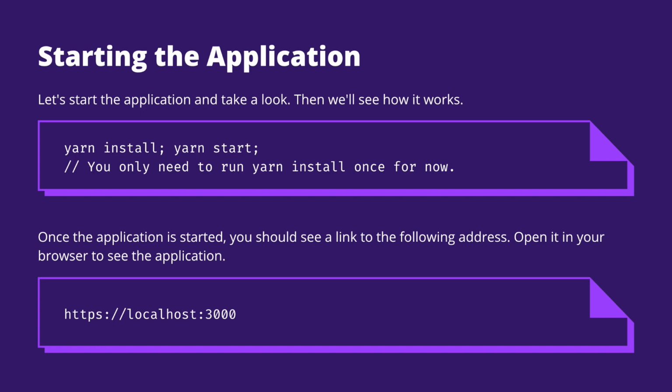Starting the application is easy. First, run yarn install to install the dependencies that run your application. Then, run yarn start to start it. You only need to run yarn install one time. Once the application is started, you should see a link to localhost on port 3000. Opening that in your browser will let you see the application. Let's give it a try.